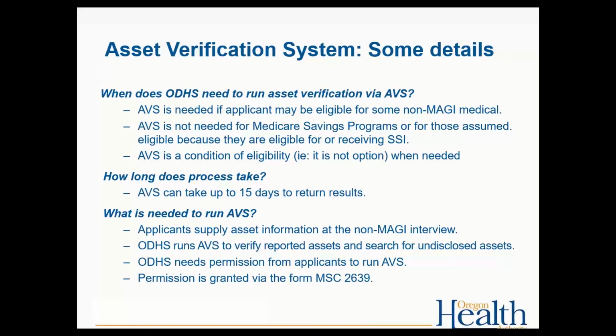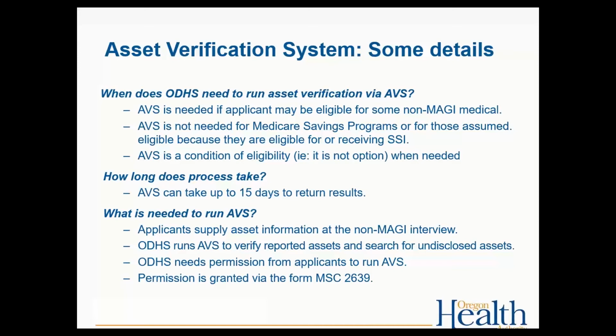And I should have written here, it is not optional. So when we need it, we must run it. It is not an optional process, and it is not a manual process. It is also not a quick process. It can sometimes take up to 15 days to return results. And that is the reason why somebody receiving non-MAGI benefits is likely on a different time frame for when those benefits start compared to the MAGI benefits. Because AVS can take up to 15 days. Not always, it can be shorter, but it can have that delay.